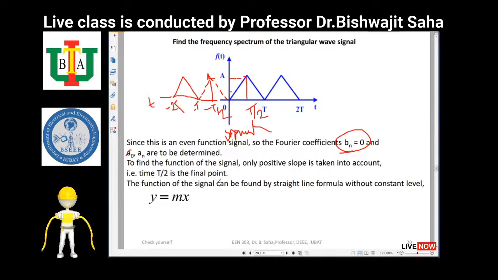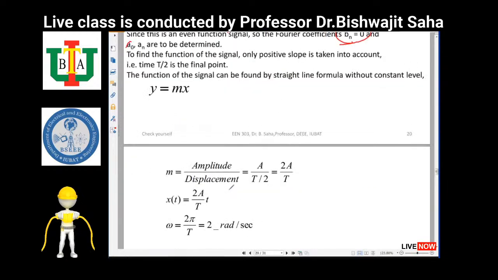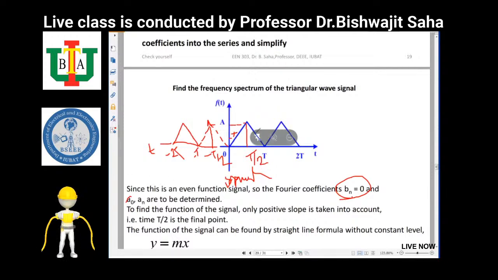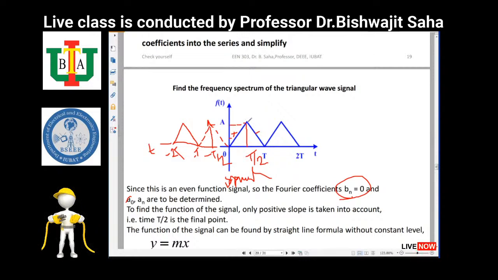The limit will be how much? Our limit will be 0 to T by 2. Yes, sir. Because here is positive slope, here is negative slope. If we do the average, it will become 0. So slice it in half cycle. Here is the one cycle complete. Understand? Here is the one cycle complete. That means here is pi. Pi is the half cycle, half period, right? Pi is the half period.